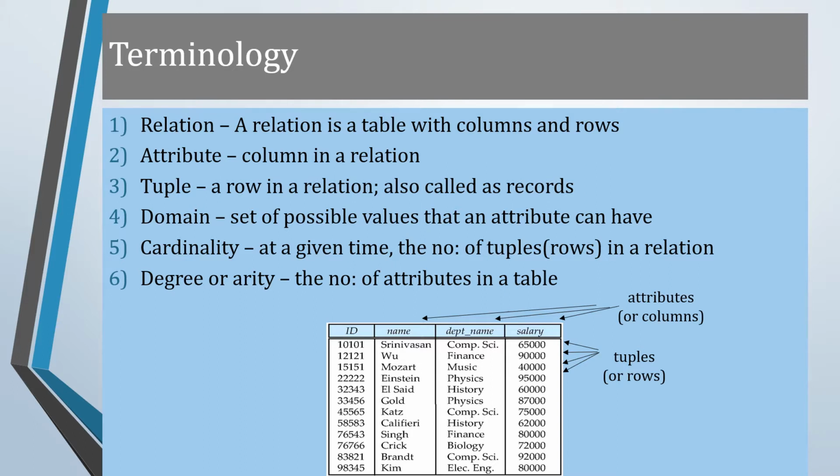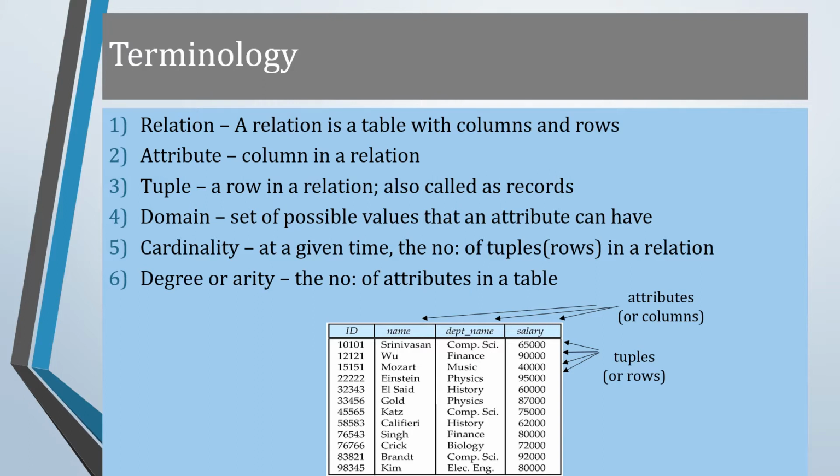The next term is domain. Domain represents the set of permitted values that an attribute can have. For example, the salary attribute can have values between 50,000 and 90,000. So the set of possible values that an attribute can have, the values that come under the field salary, is called its domain.